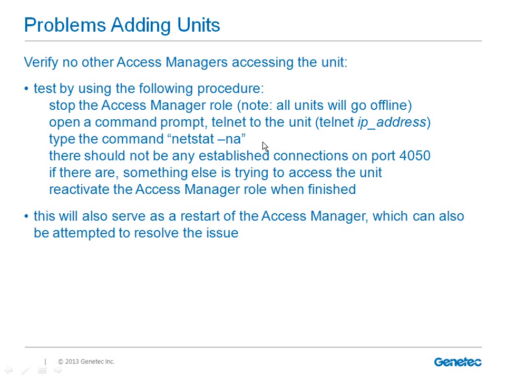Type in the command netstat -NA and hit enter. And take a look at the connections that are listed there, and make sure there are no established connections on port 4050. If there are, there may be another Access Manager running which is trying to access the unit, causing conflicts. You can reactivate the Access Manager role when you're finished, and that should bring all the units back up online. And this also serves as a restart of the Access Manager role, which might be necessary as well.